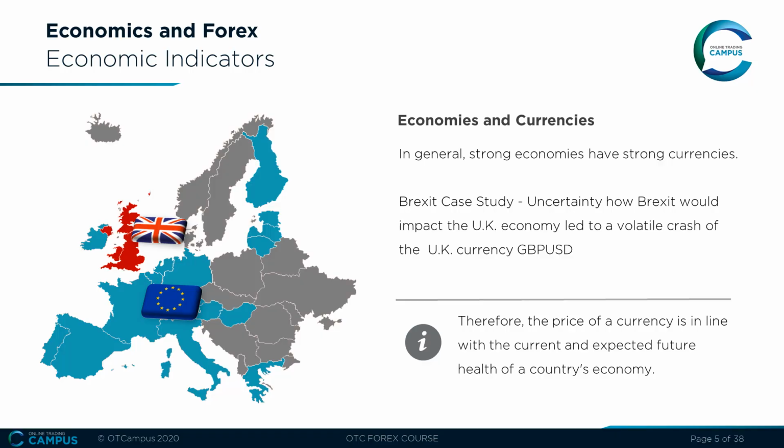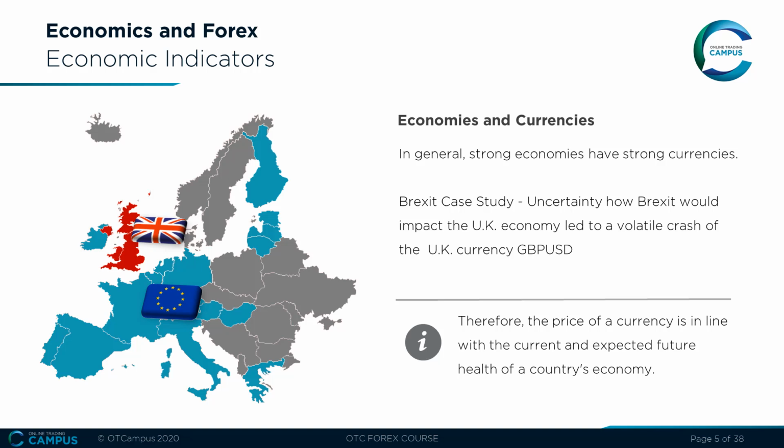In general, we can say that strong economies have strong currencies. So the stronger the economy, the stronger the currency, and the weaker or more uncertainty there is about an economy or a country, the lower the value of the currency. There are many examples of this today. The best and most recent case study I can use to transfer this into the charts is the Brexit case study, looking at the British pound.